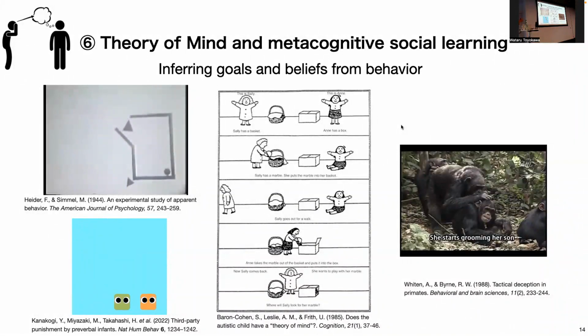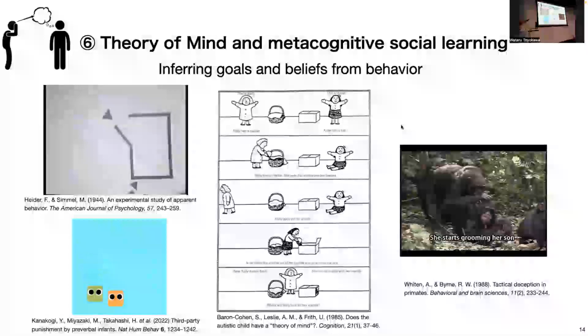So this suggests that we have some skill, ability or tendency to infer other agents' goals and intentions. This is a crucial skill to wisely use social learning. Also, the center figure shows this classic work by Baron-Cohen. This is actually his PhD thesis.